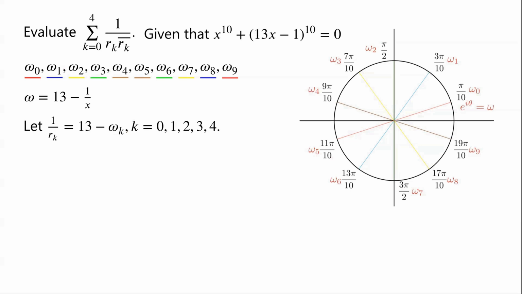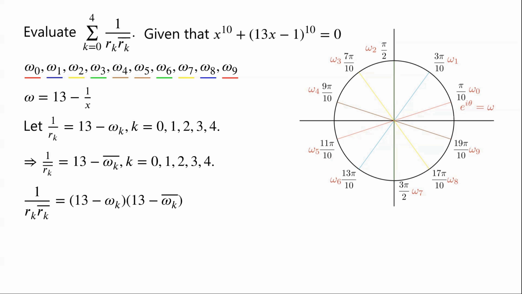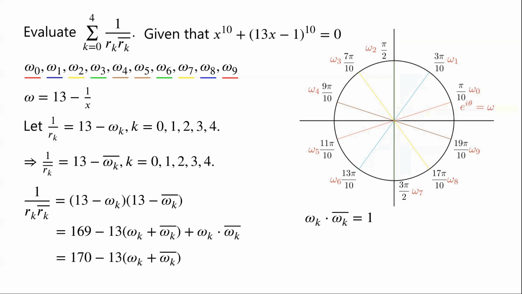So we let 1 over rk equal 13 minus omega k. Then 1 over rk bar equals 13 minus omega k bar. Therefore, 1 over rk times rk bar can be written as (13 minus omega k) times (13 minus omega k bar). By expanding, we can now write it equals 169 minus 13 times (omega k plus omega k bar) plus omega k times omega k bar. Note that omega k times omega k bar equals 1, as the circle is a unit circle. So we can now write it equals 170 minus 13 times (omega k plus omega k bar).